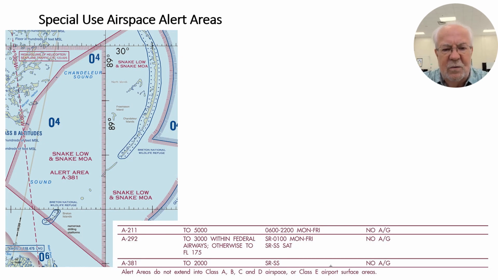Alert areas, okay. Alert areas have an A, which makes sense, right? So we're looking at alert area 381. So then where do we look? We look at the special use airspace on the edge of the chart. 381 is right here. It says surface to 2,000 feet. So what's going on in there? Could be a number of things. Could be just a lot of traffic.